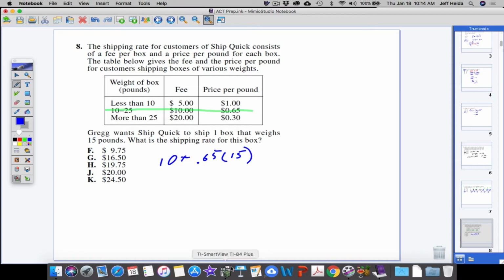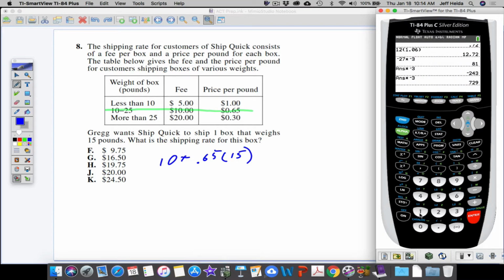So 10 plus 0.65 times 15. Don't need parentheses because order of operation will sort that all out for you. $19.75 to ship the package.